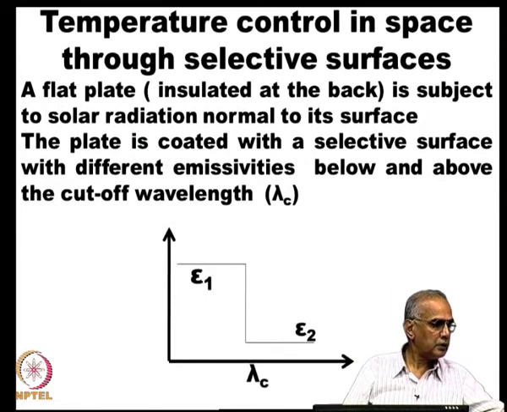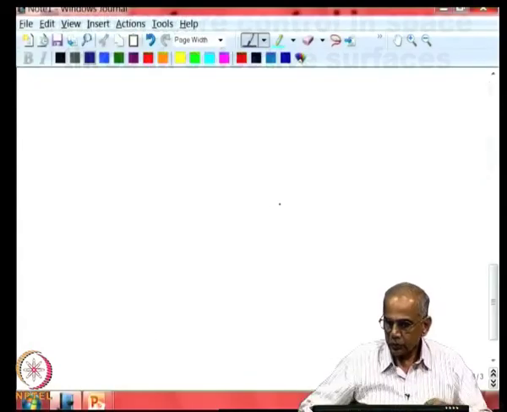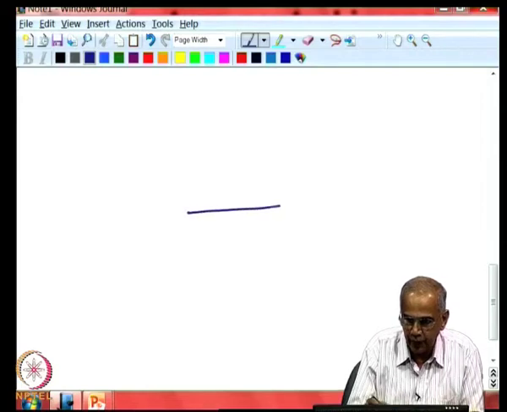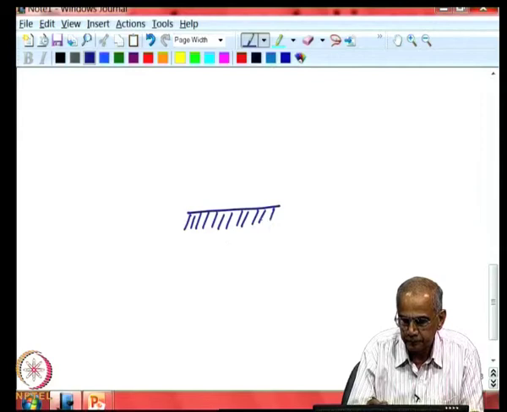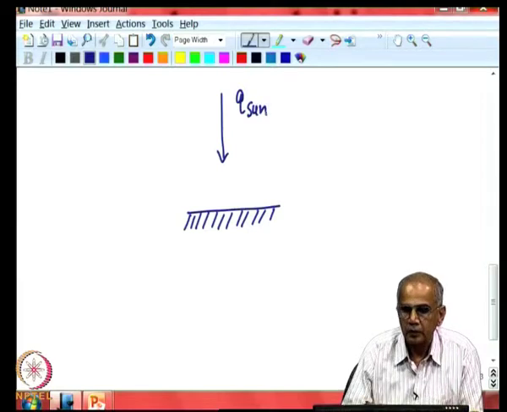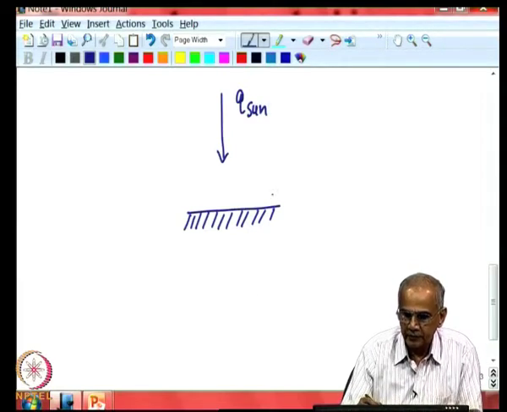Let me just write down the energy balance for this case. Now, I am taking a very simple case of a flat plate, insulated here and subjected to solar radiation. So, this is a solid surface we are talking about.